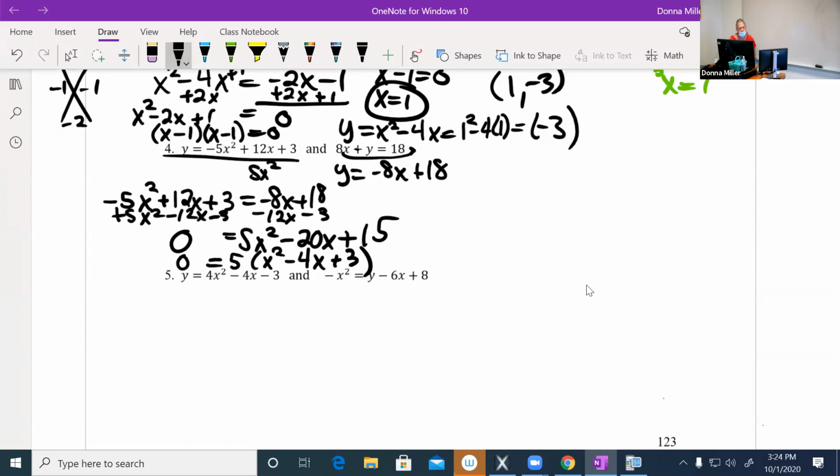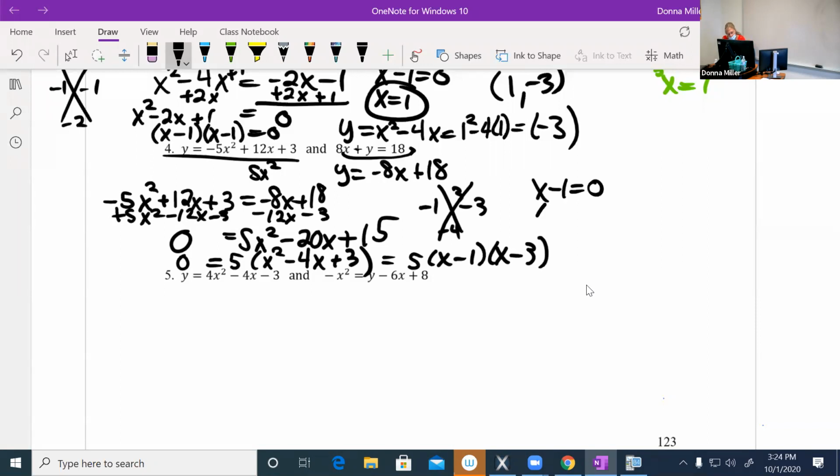Now this is something that's a lot easier to factor, right? So I need factors of 3 that add to negative 4. What are they? Good, negative 1 and negative 3. So this is going to factor x minus 1, x minus 3. Yes? So set the factors to 0. So x minus 1 equals 0, so x is 1. Move it over, make it positive. x minus 3 equals 0, so x is 3.